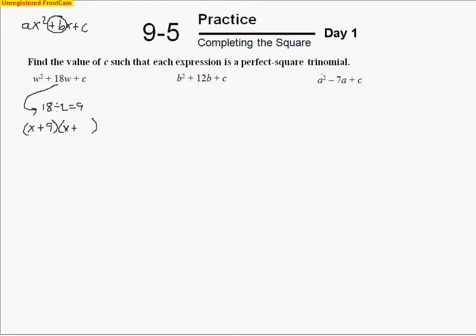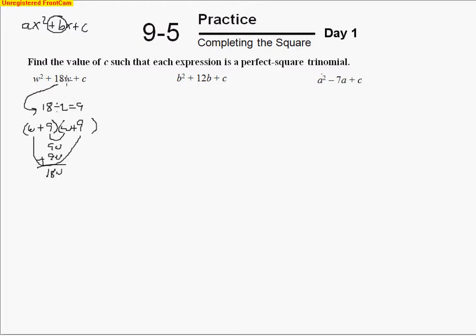Actually, instead of x, they used w in this case. So let me go ahead and change that real quick so you can see this. Going back to this, I've got w plus 9 and w plus 9. Now the reason it works is because if you look at the first terms, w times w makes w squared. And this is a perfect square trinomial the way I've got it, because I've got two expressions that are exactly the same. But take a look at the inside terms. We get 9w. The outside terms make 9w, and that adds to make 18w. So you see how I'm getting this term.